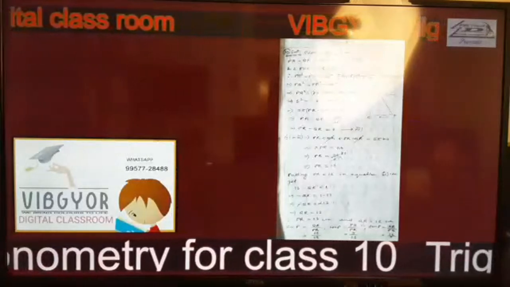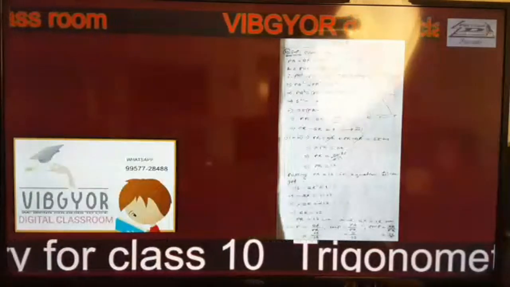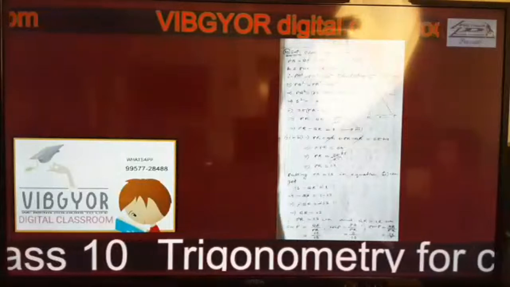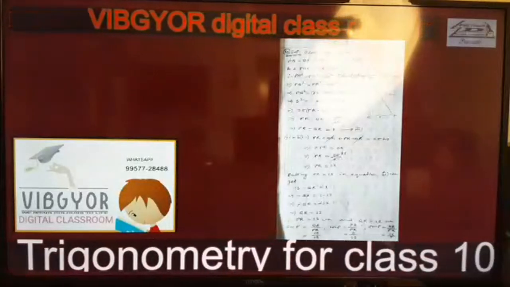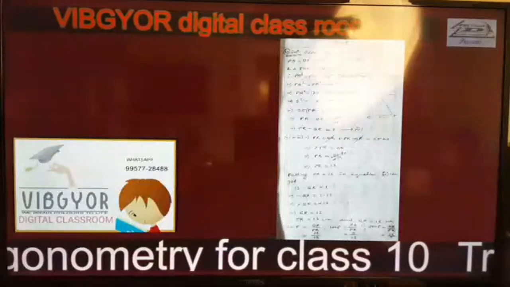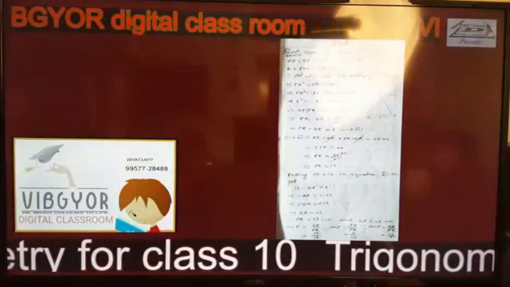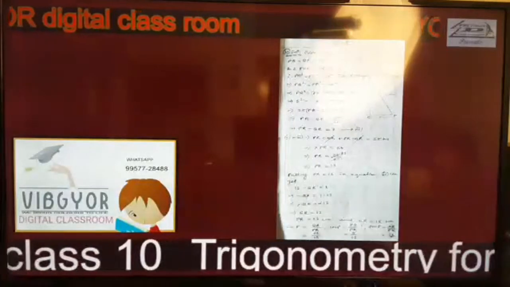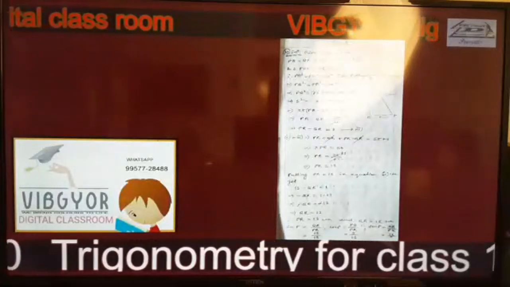Now we are going to find sin P. With respect to angle P, QP is the base, RQ is the perpendicular and RP is the hypotenuse. So sin P is the ratio of the side QR and PR, and the value of QR is 12, we are writing here, and the value of PR is 13, we are writing here.